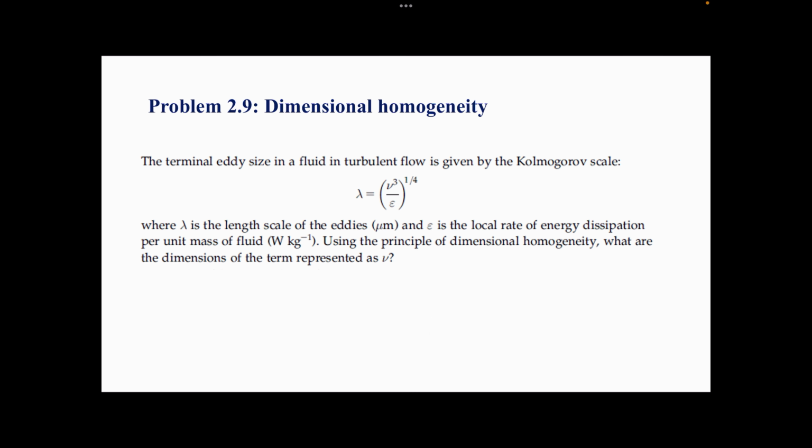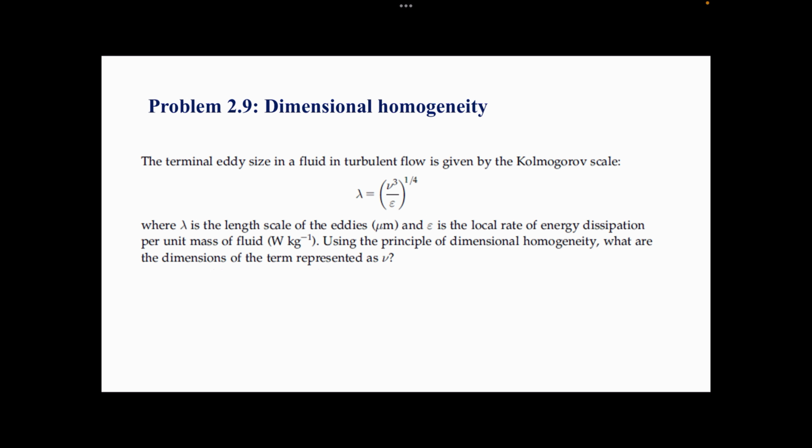The problem 2.9 is again based on dimensional homogeneity. Here the problem is the terminal eddy size in a fluid in turbulent flow is given by the Kolmogorov scale, that is lambda is equal to V cube divided by epsilon, to the power of 1 by 4, where lambda is the length scale of the eddies, in micrometer, and epsilon is the local rate of energy dissipation per unit mass of fluid, that is watt per kg. Using the principle of dimensional homogeneity, what is the dimension of the term represented as V?